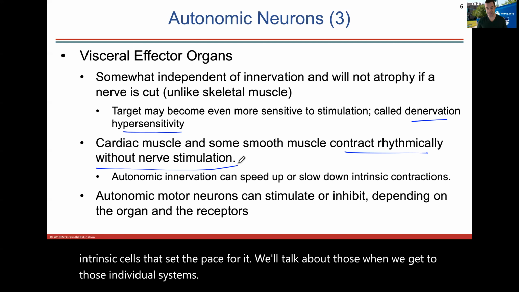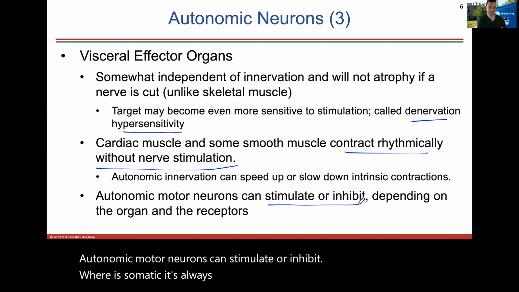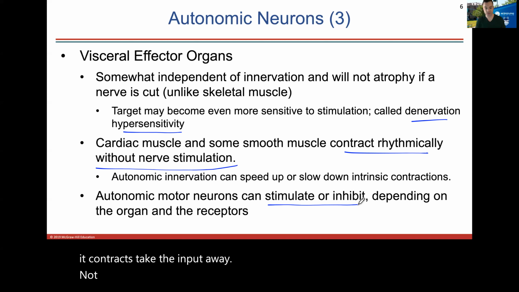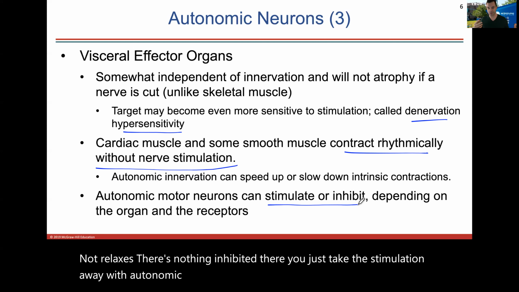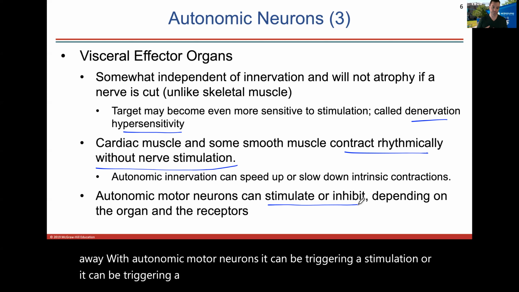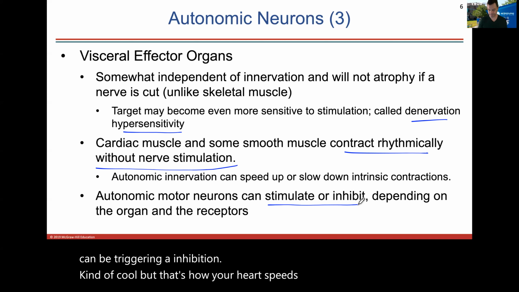Autonomic motor neurons can stimulate or inhibit, whereas somatic, it's always stimulation. Okay? Skeletal muscle gets input in and it contracts. Take the input away, now it relaxes. There's nothing inhibited there. You just take the stimulation away. With autonomic motor neurons, it can be triggering a stimulation or it can be triggering an inhibition. Kind of cool. But that's how your heart speeds up and slows down.